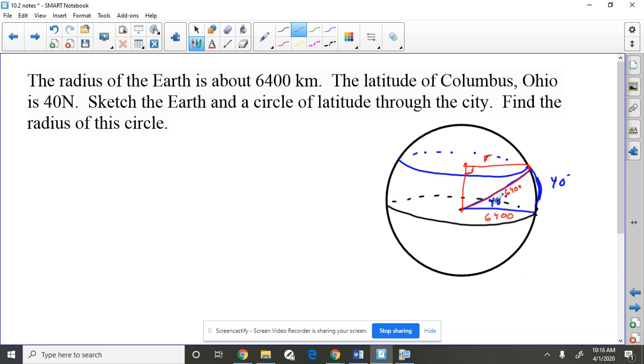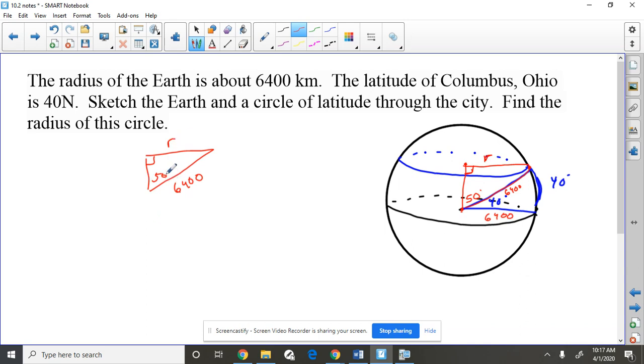The 40 degrees is the central angle here, which means that inside of this triangle, I have an angle of 50 degrees. We have a right triangle where one leg is r, the hypotenuse is 6,400, and one of the angles is 50 degrees. What do we do when we have a right triangle and we know one of the angles and want to find a side? We use trigonometry.